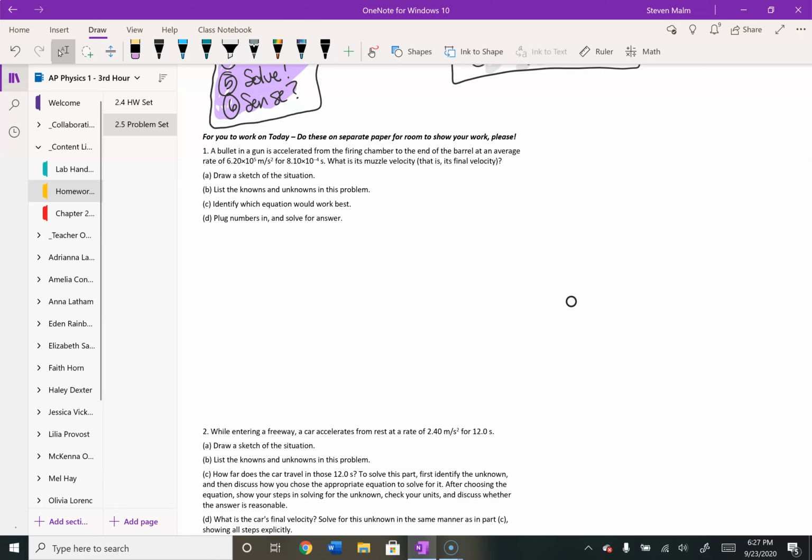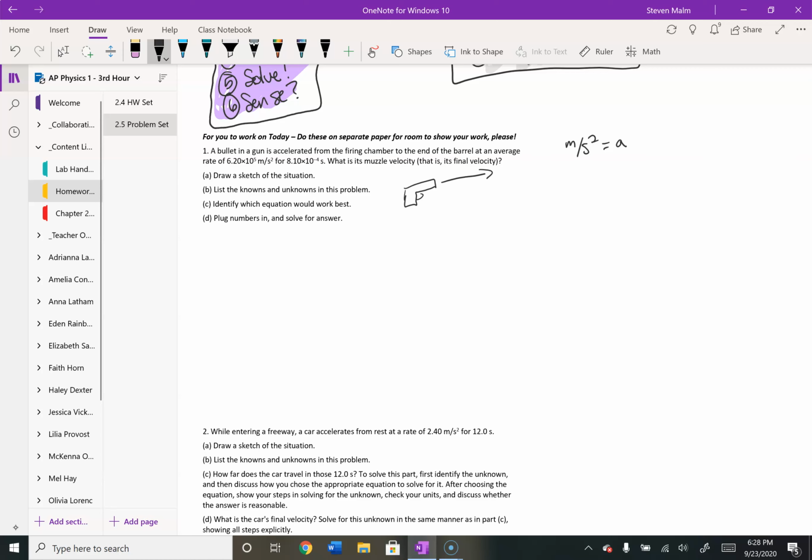So number 1 says a bullet in a gun is accelerated from a firing chamber at the end of its barrel. So I'm going to draw a gun. Please don't draw guns often. My guns are not pretty. At an average rate of 6.2 times 10 to the 5th meters per second squared. Meters per second squared is, of course, the unit for acceleration, so we know that that's an acceleration. And we were also given a time.